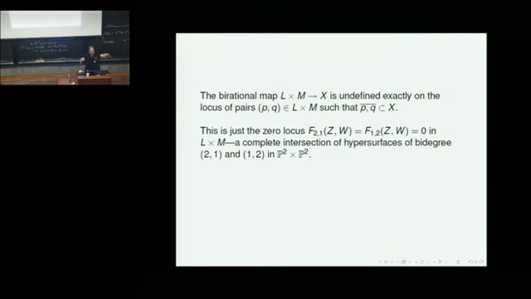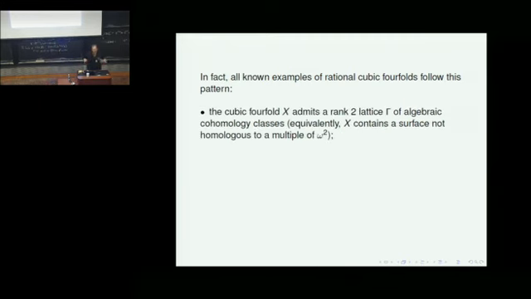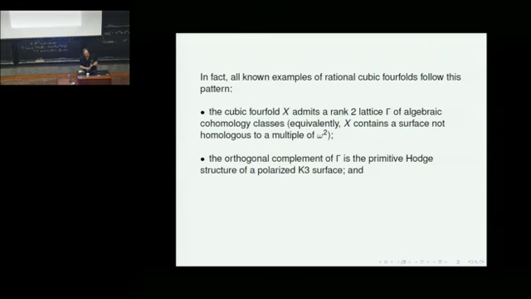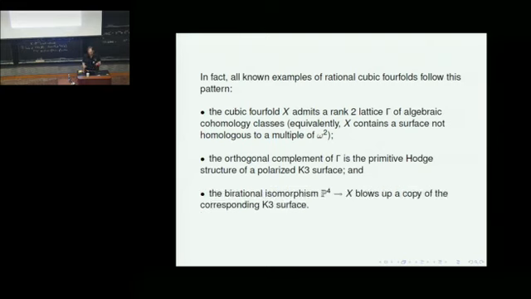And in fact, all examples that we know of cubic fourfolds that are rational fit this pattern. They all have the property that, first of all, they have at least a rank 2 subgroup of algebraic cohomology classes. Secondly, the orthogonal complement of that rank 2 lattice is the primitive Hodge structure of a polarized K3 surface. And finally, the birational map that we have exactly blows up a copy of that K3 surface.